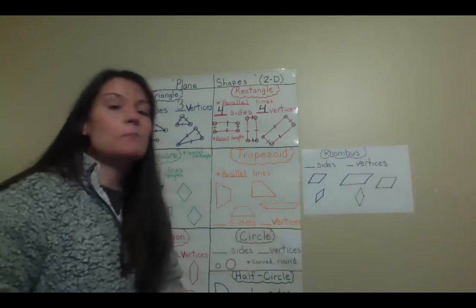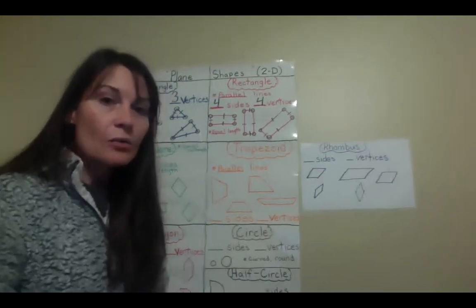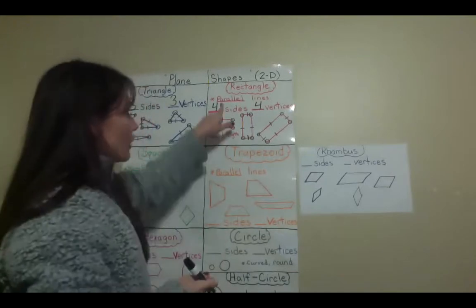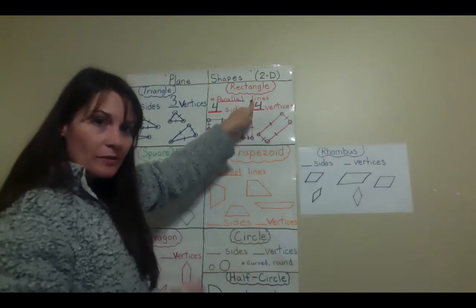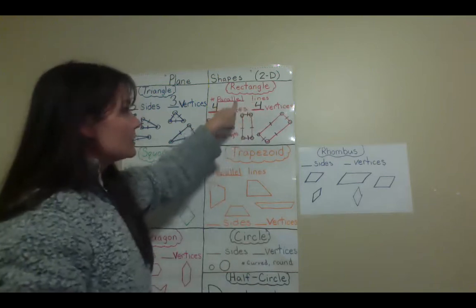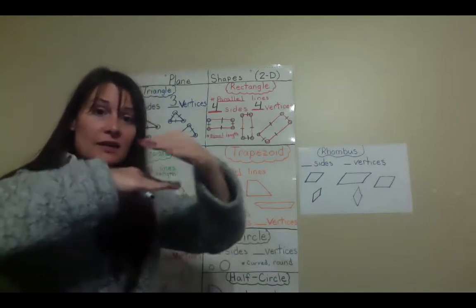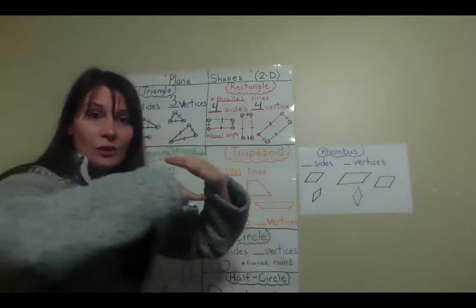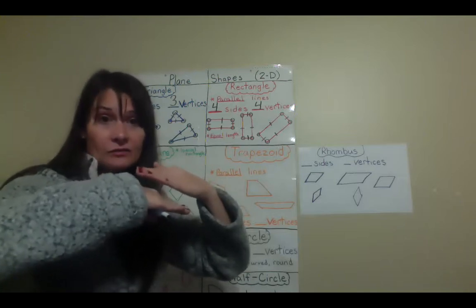I want to teach you something special about a rectangle though. A rectangle has something we call parallel lines. Can you say that word with me? Parallel lines. Parallel means that it's 2 lines that run side by side that never cross each other.